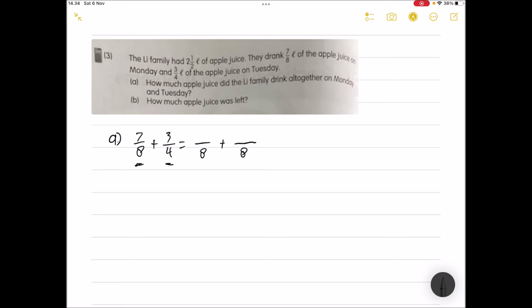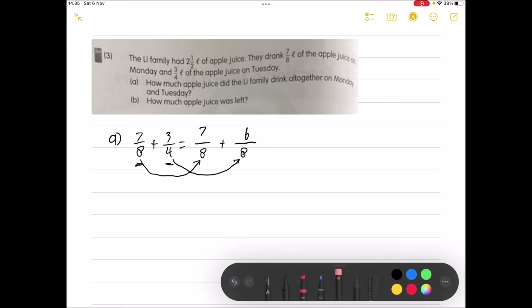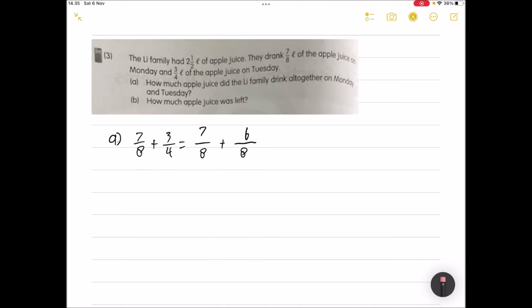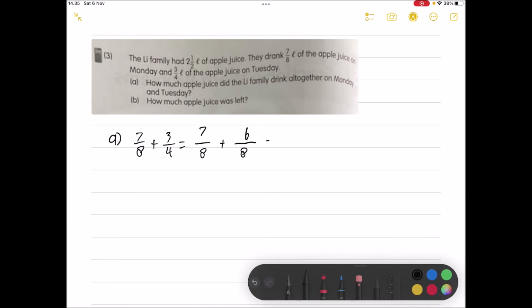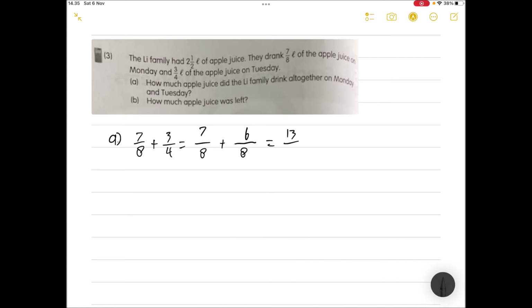So now we check the first number, 7/8. We look at the denominator. I have 8 and then I go to 8, multiply by 1. So do the same with the numerator. 7 multiplied by 1 becomes 7. We do the same with the second fraction, which is 3/4 here. So 4 goes to 8, multiply by what number? It multiplies by 2. So do the same with the numerator. 3 multiplied by 2 becomes 6. Now I just have to do the normal addition, which is 7 plus 6 becomes 13/8.